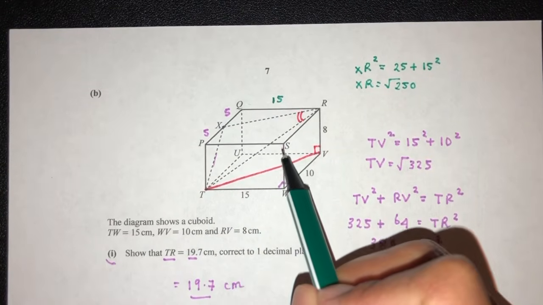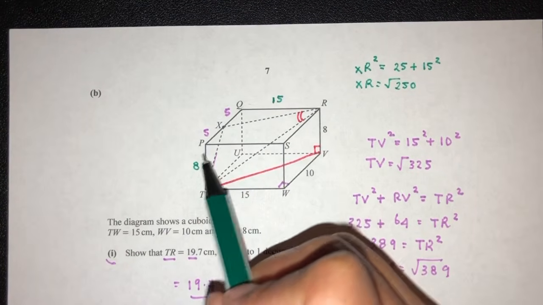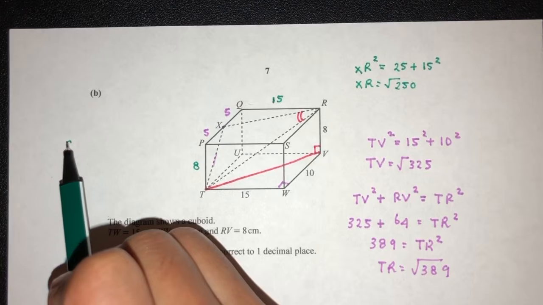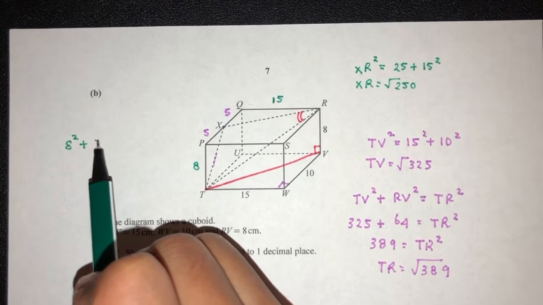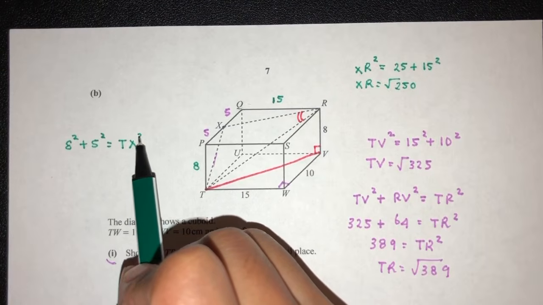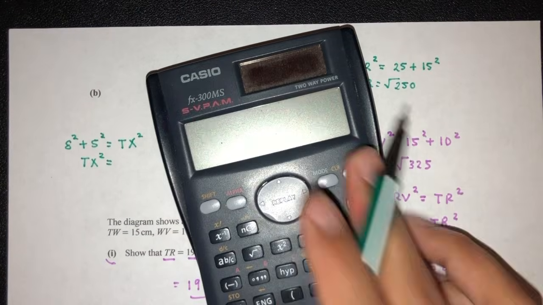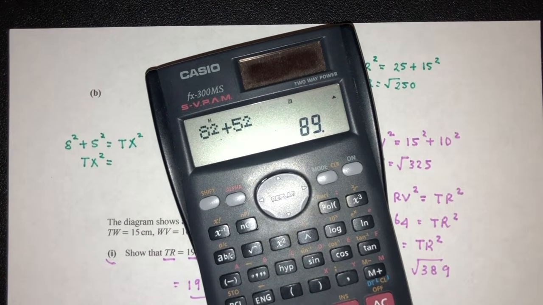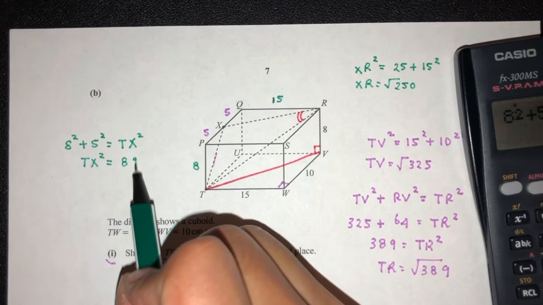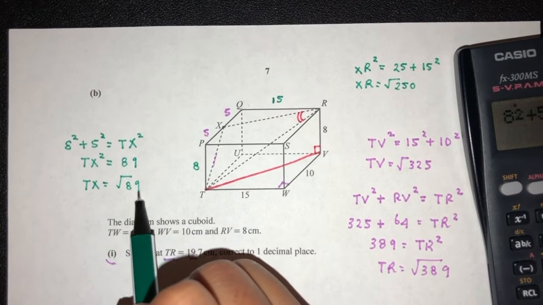The height here is 8. This is a right angle triangle, obviously. That will also be 8 squared plus 5 squared, which has to be the value of TX squared. So TX squared will be what? 8 squared plus 5 squared, that will be 89. So TX will be root of 89.